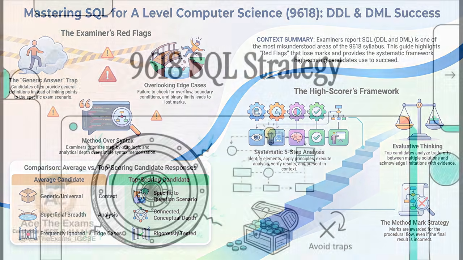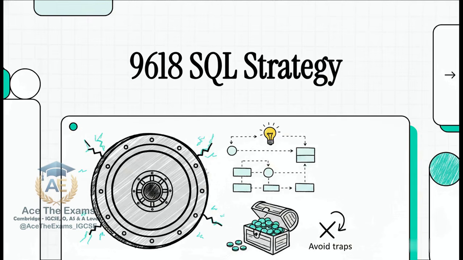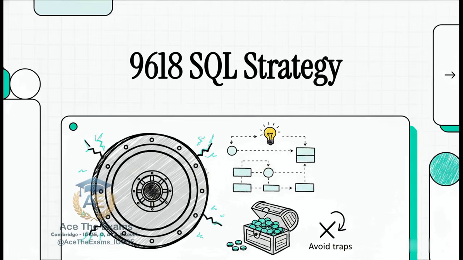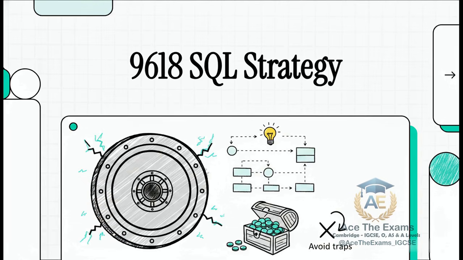Today we're doing something a little different. We are assembling a crew, a team of cognitive specialists, to pull off what I like to call the perfect academic heist. I'm talking about completely cracking the code for top marks in the Cambridge 9618 Computer Science exam. Specifically, we're zeroing in on one of the most notoriously tricky, trap-filled areas of the entire syllabus, SQL as an industry standard for DDL, data definition language, and DML, data manipulation language.